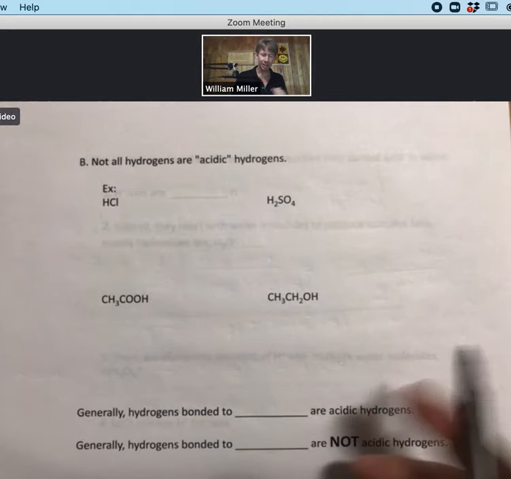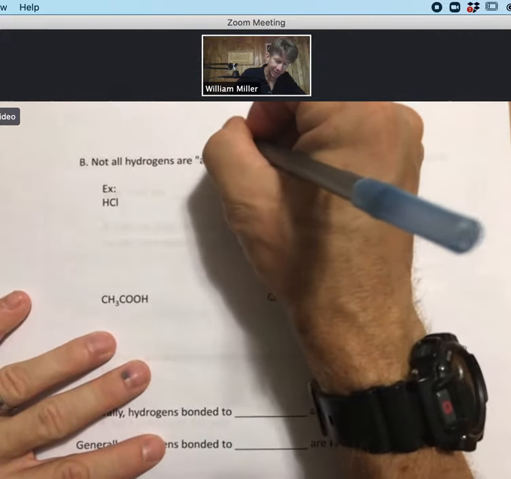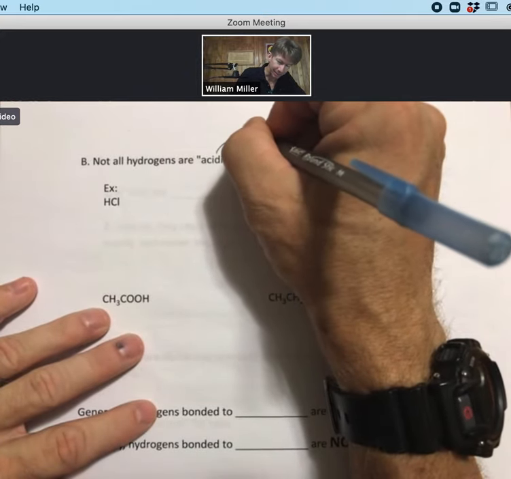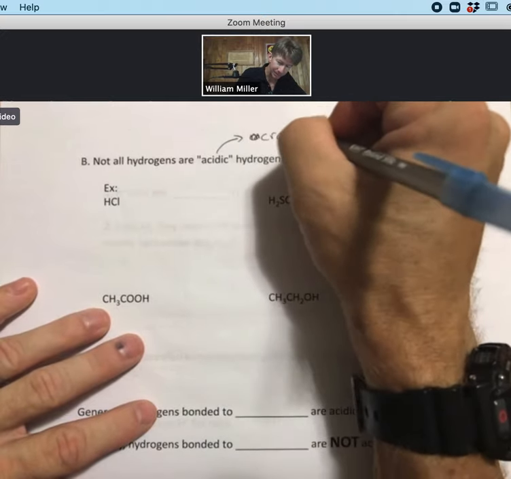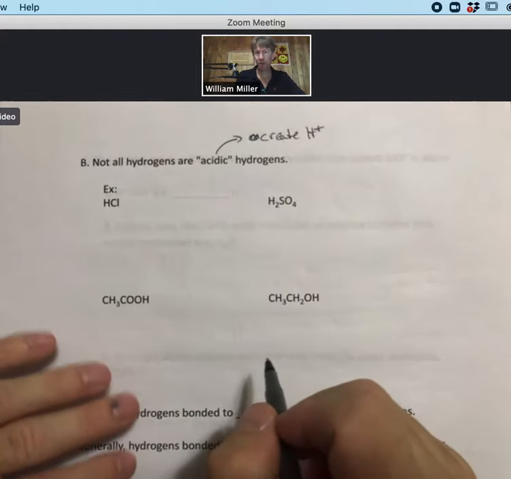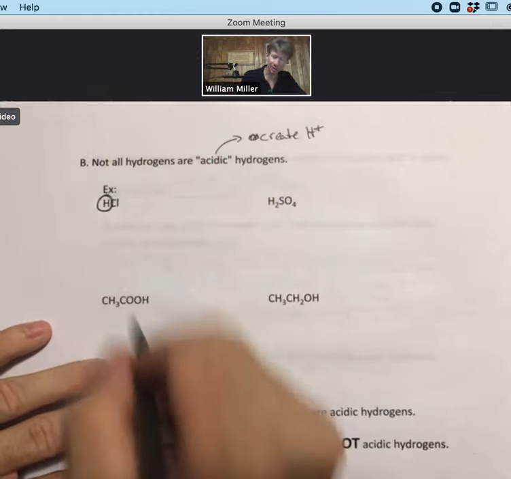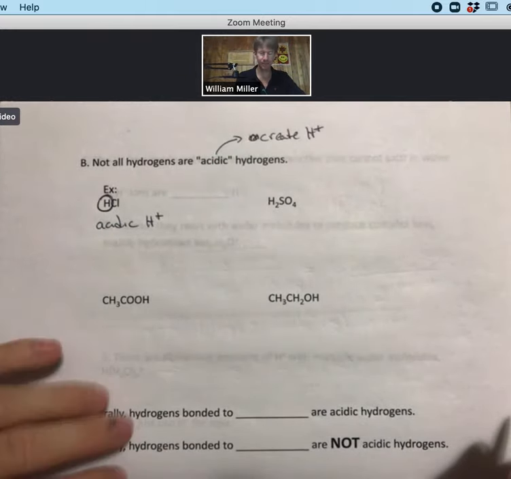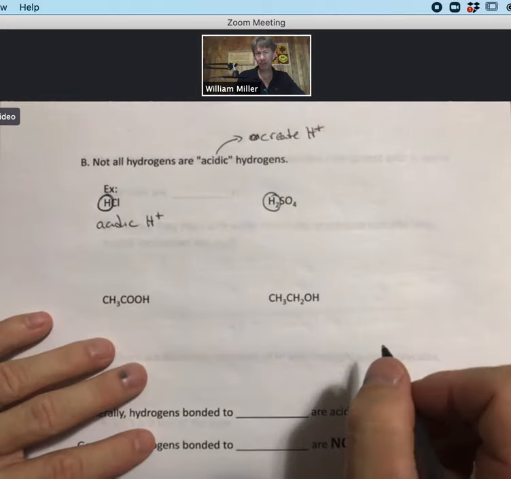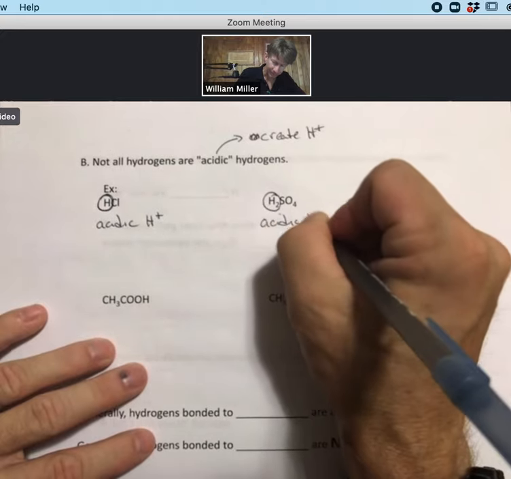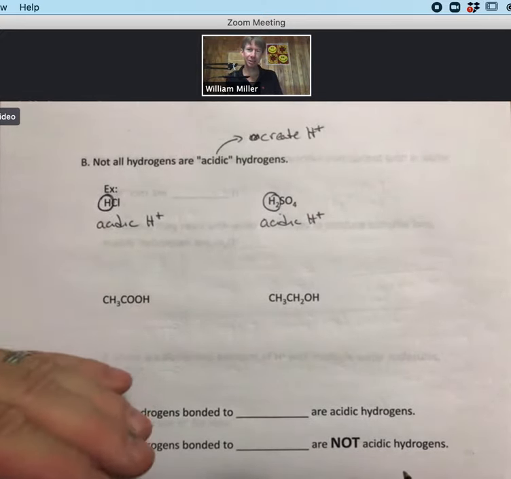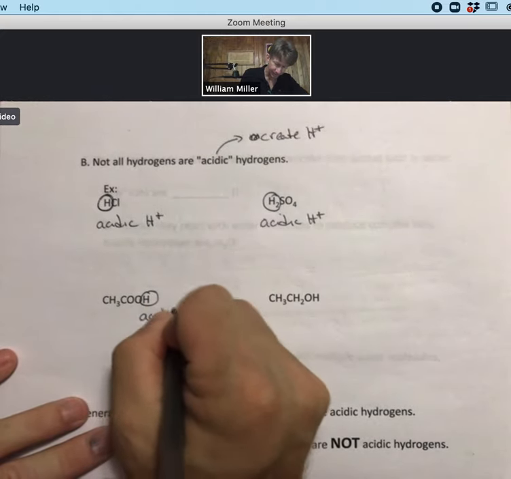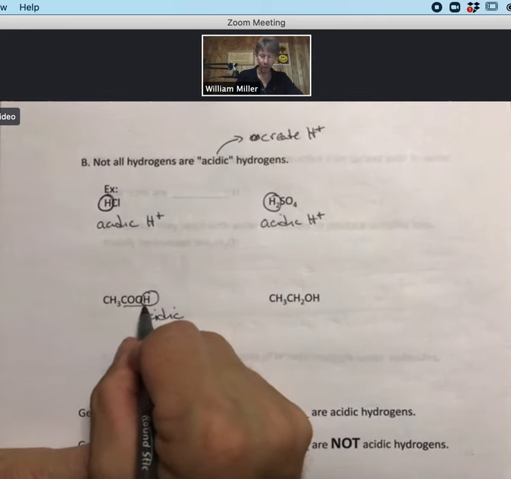Not all hydrogens are acidic hydrogens. So acidic hydrogens are the ones that create H pluses, create hydrogen ions. HCl, strong acid, sure. This H right here is what's called an acidic hydrogen. And I'll just write acidic H plus, acidic hydrogen. Here we see that the H is in the front, again, acidic. But it's a little trickier because the first H plus is strong, the second H plus is weak. Here we have an H that is acidic, because we see the COOH group.